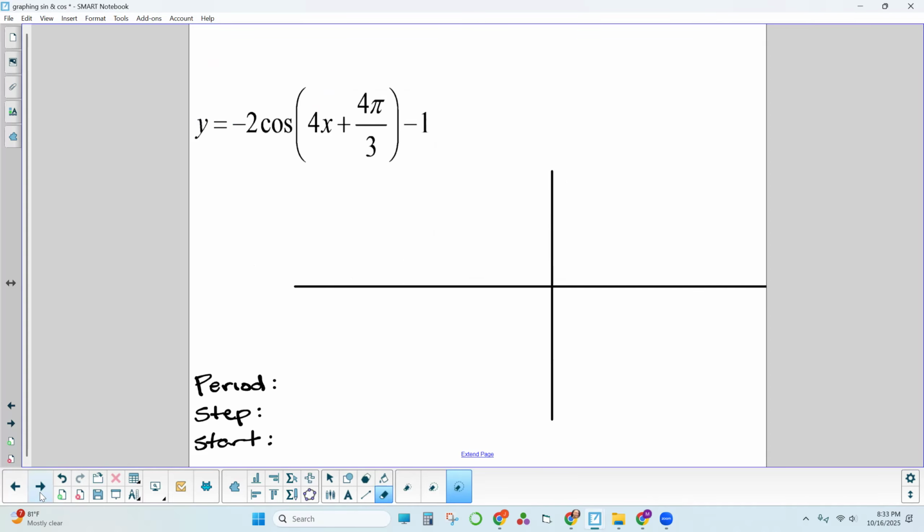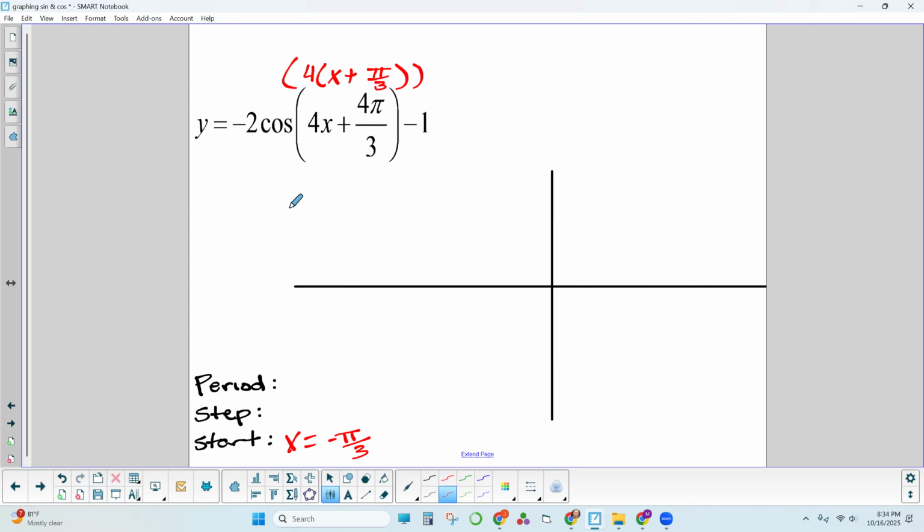Here's our example. This is a cosine graph. And if you look in parentheses, we need to factor this. This is a bit misleading as is. So if we factor out the 4 here, you can see that our horizontal shift is actually left pi over 3. Go ahead and distribute that back and make sure you get what you started with. So our start is negative pi over 3.